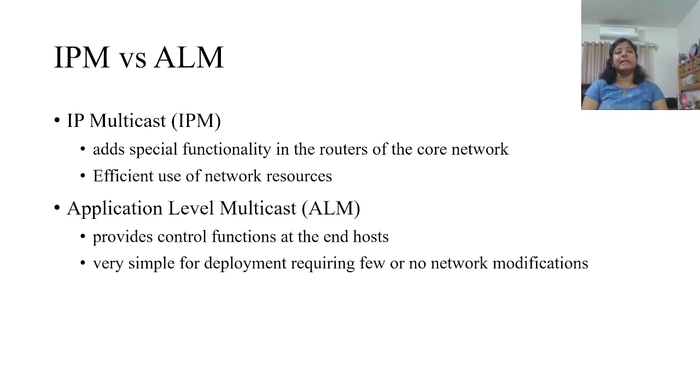Now we will see the comparison between IP multicast and application level multicast. In IP multicast, it adds special functionality in the routers of the core network. It makes efficient use of network resources. Whereas if we consider application level multicast, it provides control functions at the end host. Also, it is very easy to deploy and it requires few or no network updates.